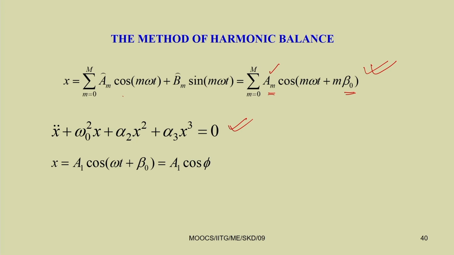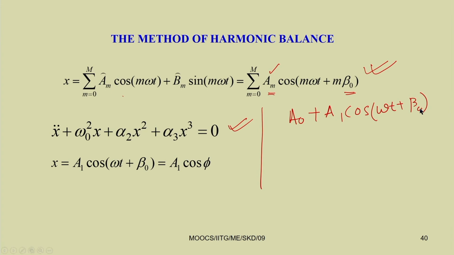So, the first term becomes a 0 plus, then if I am taking m equal to 1, let me write expanding this thing, I can write, the first term becomes a 0, then plus a 1 cos, a1 cos for m equal to 1. So, this is omega t plus, for m equal to 1, beta 0. So, one can write this way.